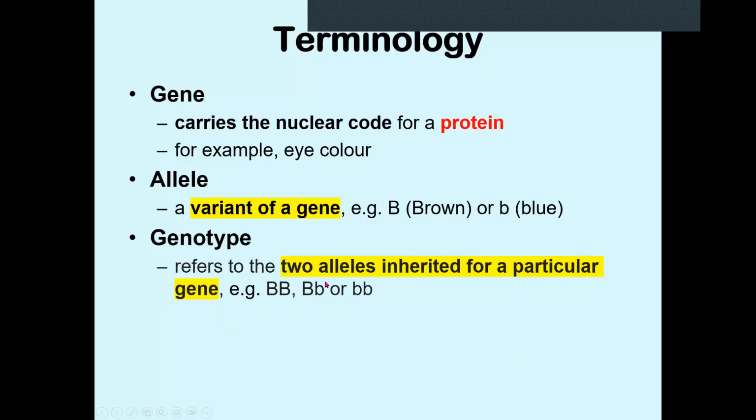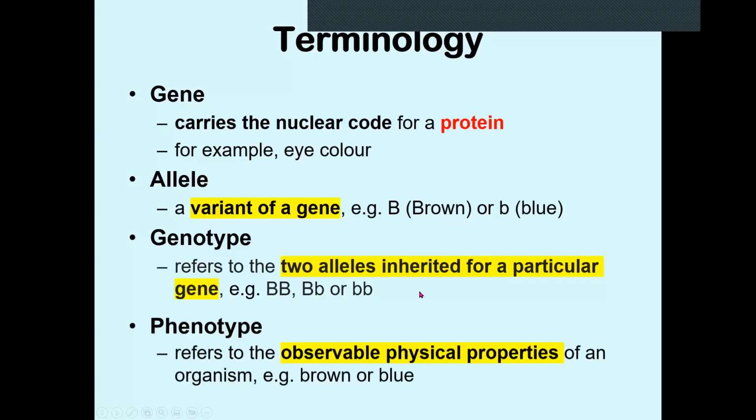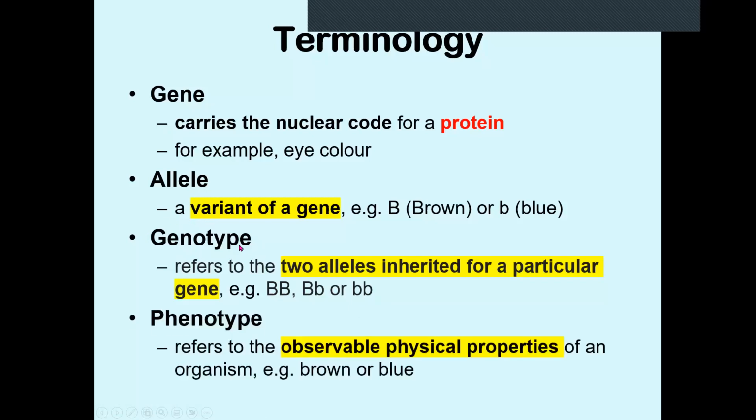So the genotype for two alleles is inherited. So we have three possibilities: big B big B, big B little b, or little b little b. That's the genotype. It means the genetic information. The phenotype is the physical properties, what you see. So it's either brown or blue. Okay, this is just a very simple example, but it's basically the same right through.